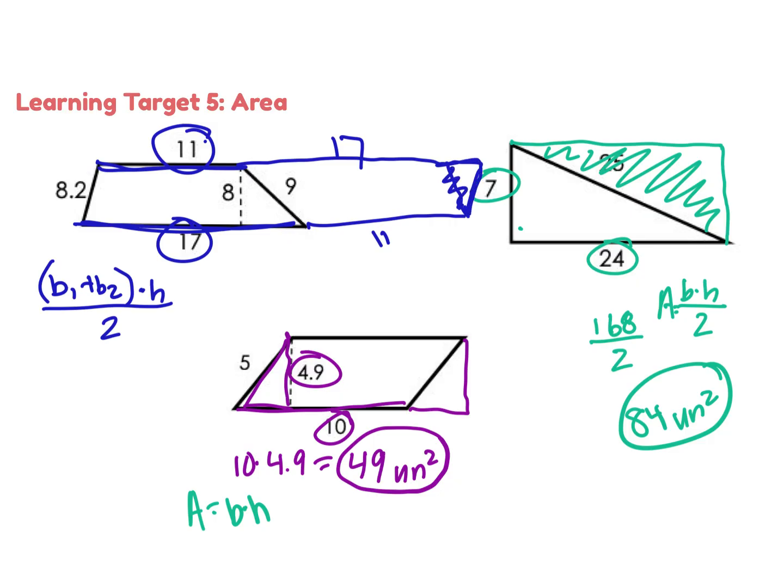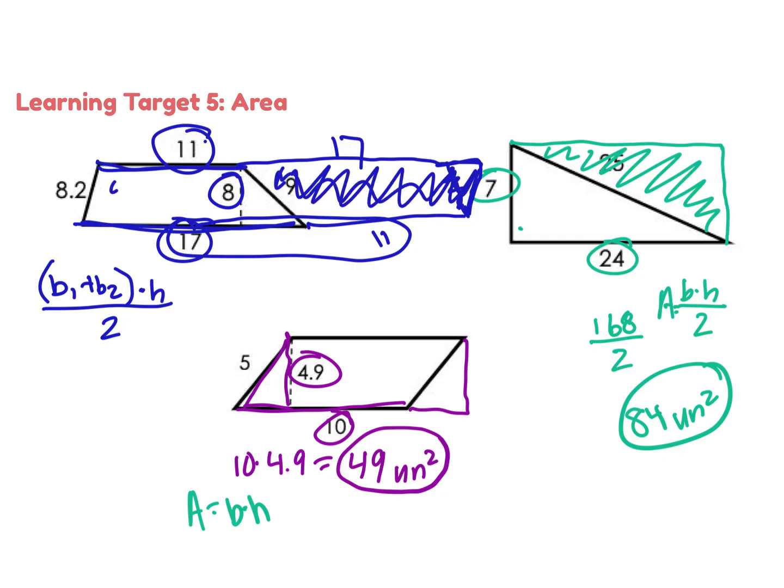And so what we did was we took this together to make a base, and then we're going to times it by this height, and then we need to divide it by 2 because we're basically finding the area of this whole thing plus the area of this whole thing. We only want one of them, so we got to divide it by 2.